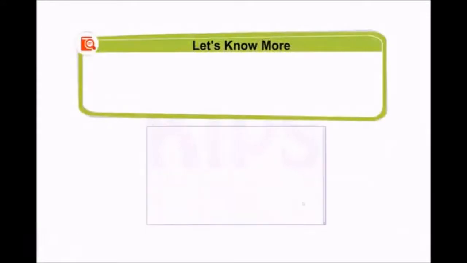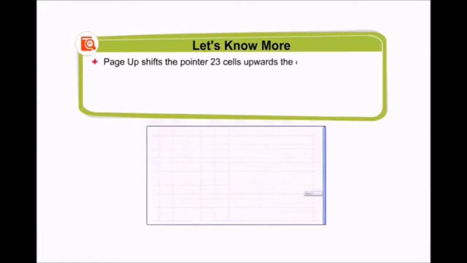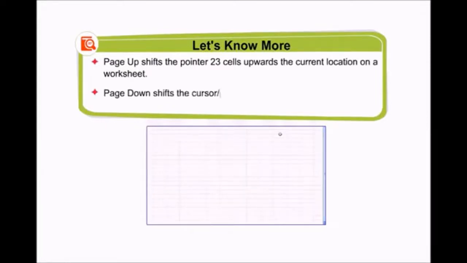Students, note that Page Up shifts the pointer 23 cells upwards from the current location on a worksheet. Page Down shifts the cursor or pointer 23 cells downwards from the current location on a worksheet.